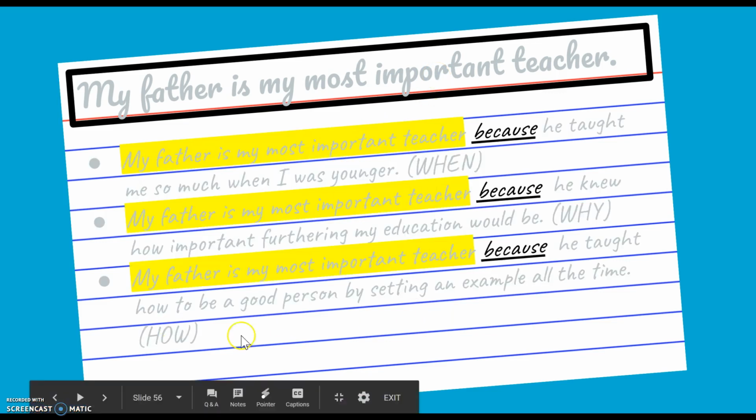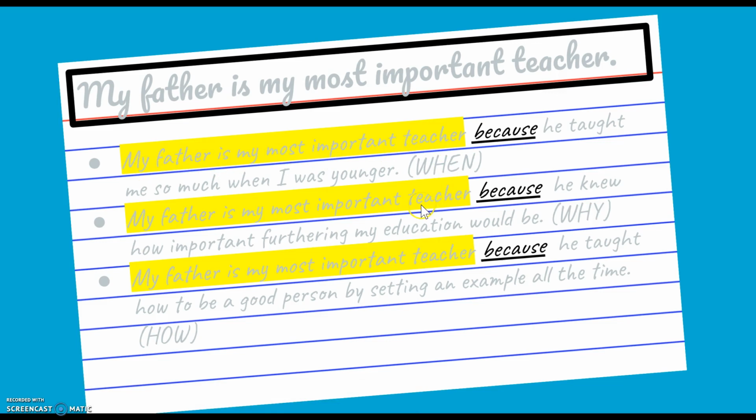So if you look here, this is how I'm going to have you structure your note cards for today. You're going to restate your thesis every time. So my father is my most important teacher because. So if you see that pattern, the thesis with the because is on every bullet. So for this first one, I wanted to answer the question of when. So my father is my most important teacher because he taught me so much when I was younger.